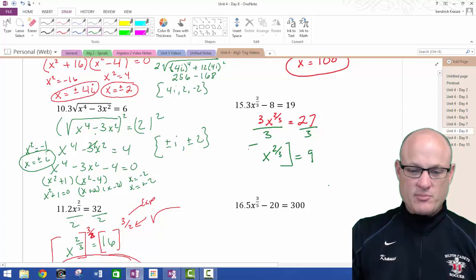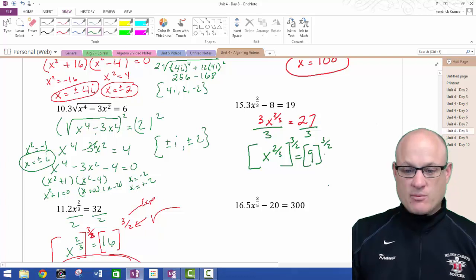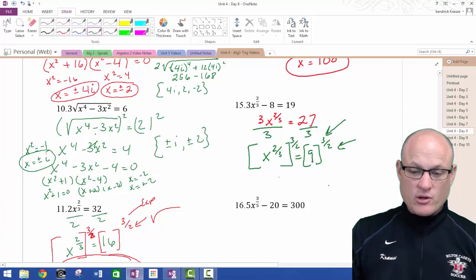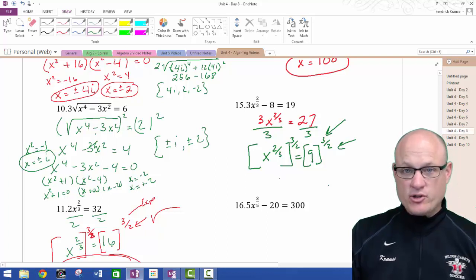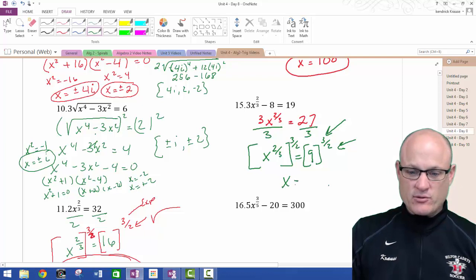Now I'm going to raise both sides to the reciprocal, 3/2. Now remember that the bottom is the square root, cubed. So the square root of 9 is 3. 3 cubed is 27. So my answer is x equals 27.